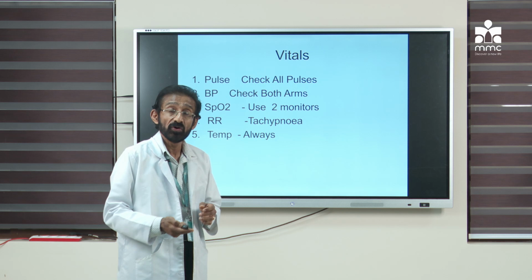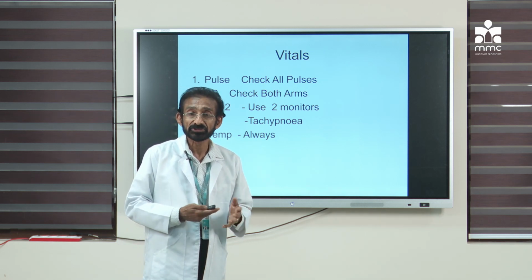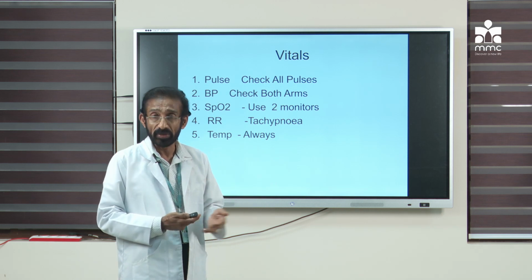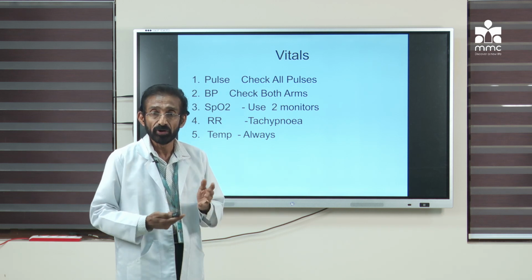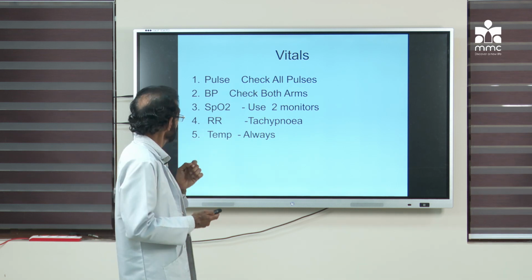And sometimes, for example, in dissecting aneurysm of the aorta, there might be an absence of a pulse on one arm, on one side. So this is a clue that you are dealing with a chest pain, which is likely to be a dissecting aneurysm of the aorta.